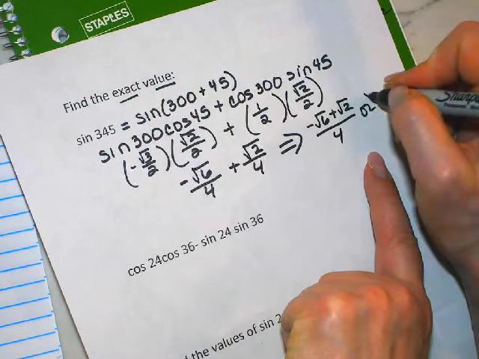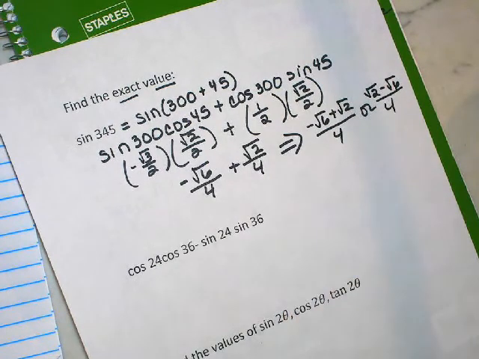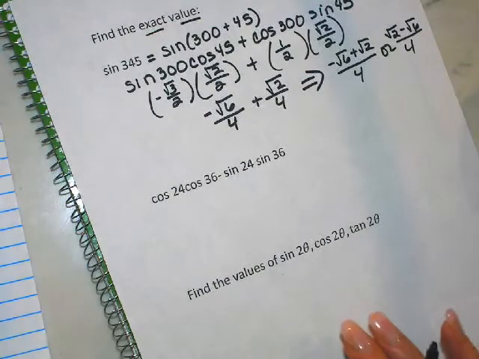Or if you want, a lot of people don't like leaving the negative first, so you could write it as radical 2 minus radical 6 over 4. Either way is acceptable. There's no wrong answer there. They're both the same thing.